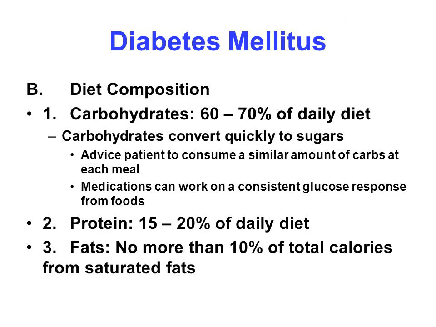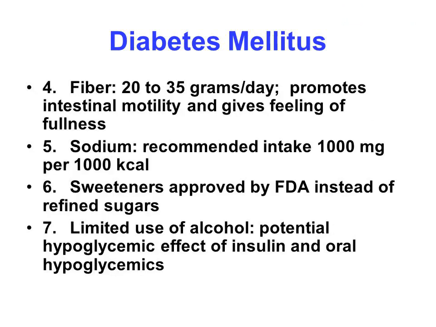2. Protein, 15 to 20% of daily diet. 3. Fats, no more than 10% of total calories from saturated fats. 4. Fiber, 20 to 35 grams/day, promotes intestinal motility and gives feeling of fullness. 5. Sodium, recommended intake 1000 mg per 1000 kilocalories. 6. Sweeteners approved by FDA instead of refined sugars. 7. Limited use of alcohol, potential hypoglycemic effect of insulin and oral hypoglycemics.